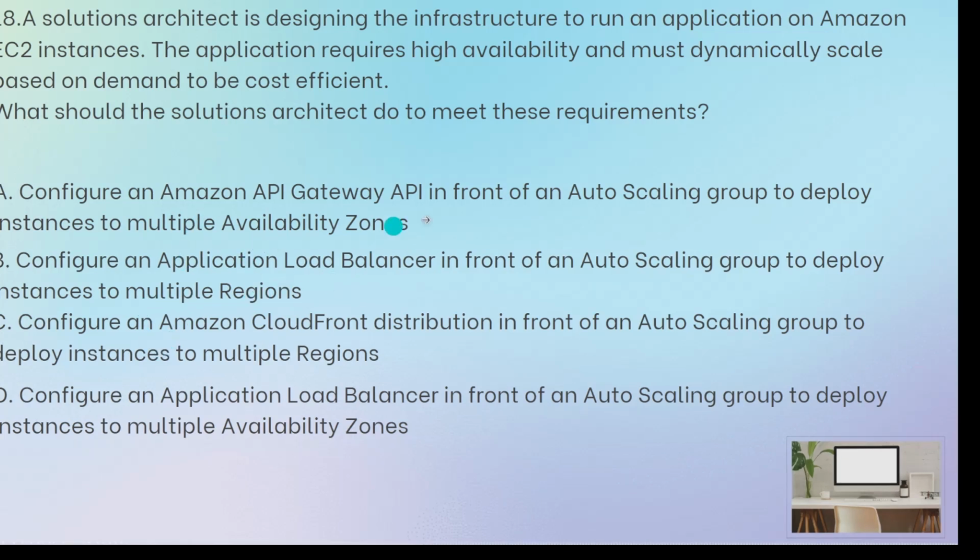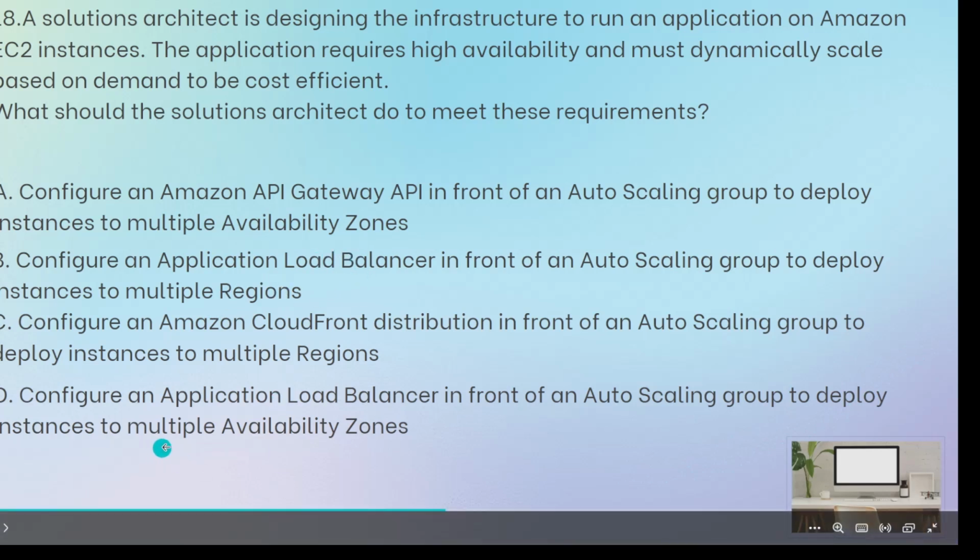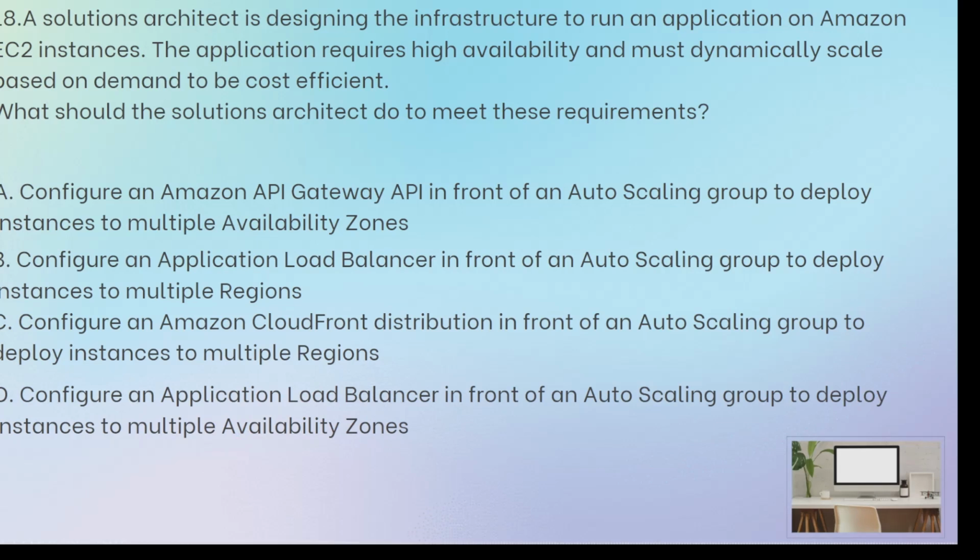As I said, we'll be using an Application Load Balancer. You are already eliminating two options. Application Load Balancer in front of an auto scaling group to deploy instances to multiple regions. Here, regions. We don't want to deploy to multiple regions. We need high availability, so we need to deploy to multiple Availability Zones. So D is the correct answer, but let's see why the others are not correct.